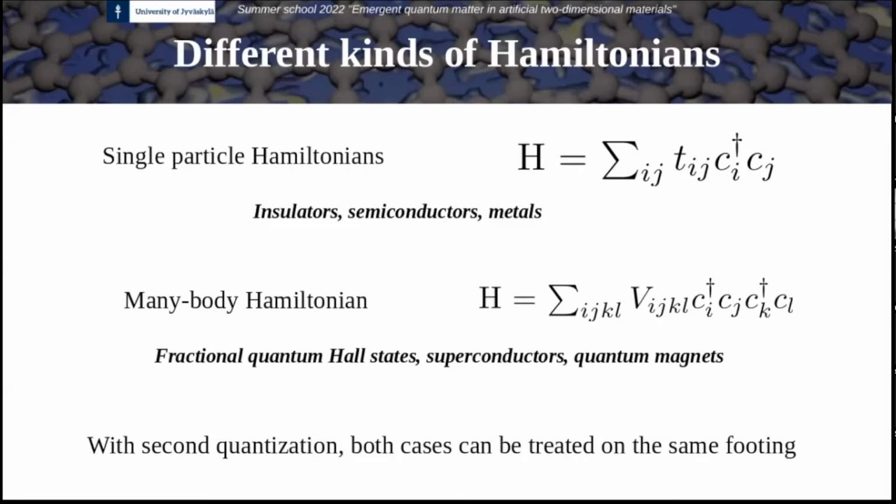So to deal with these types of Hamiltonians that are biquadratic and that are responsible for most of the phenomena that we will see in two-dimensional materials, we need some approximation. And this approximation is mean field theory.